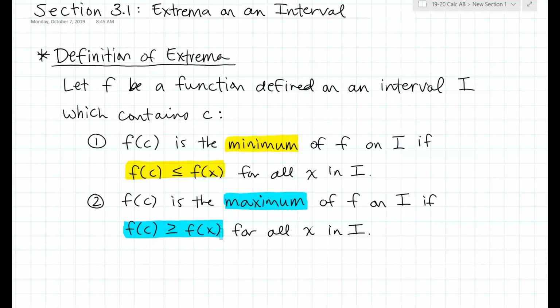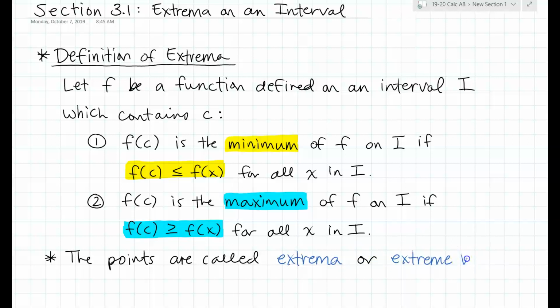A lot of times we'll call these extreme values. So I'm going to put that right here. These points are called either extrema or extreme values. Most people will call them extrema. It's less to say.